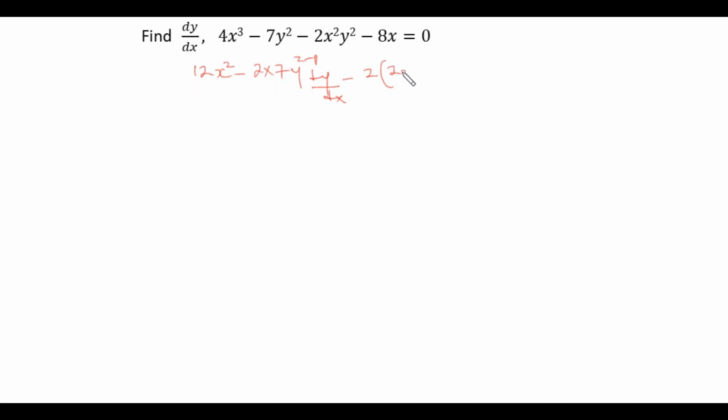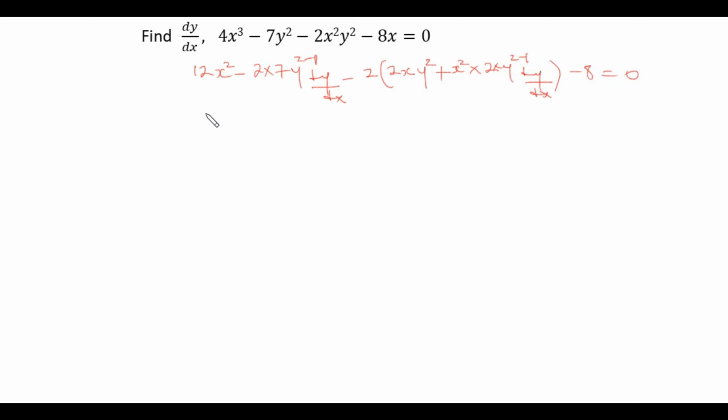Remember, we are differentiating y, so you get dy/dx. Minus 2 bracket, differentiate x squared is 2x, and then you keep y squared. Write your plus sign. Now we differentiate y squared and keep x squared. Differentiating y squared is 2 times y, 2 minus 1. Remember, you are differentiating y, so you write dy/dx. Differentiating minus 8x is minus 8, equals 0.